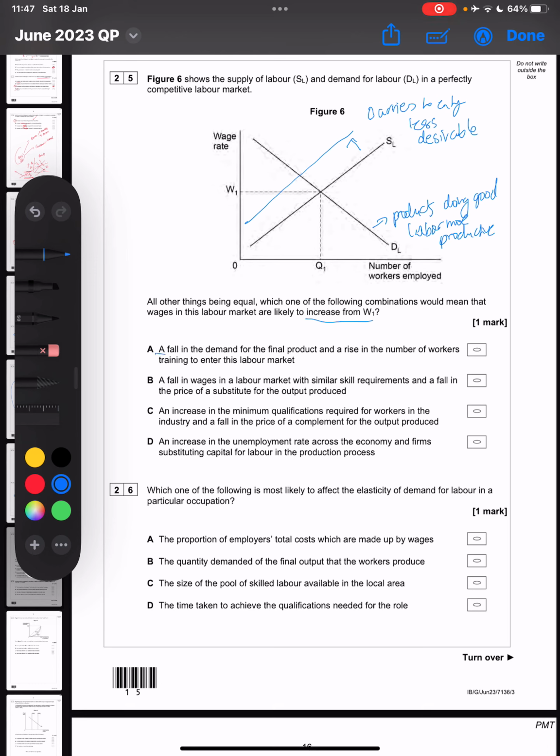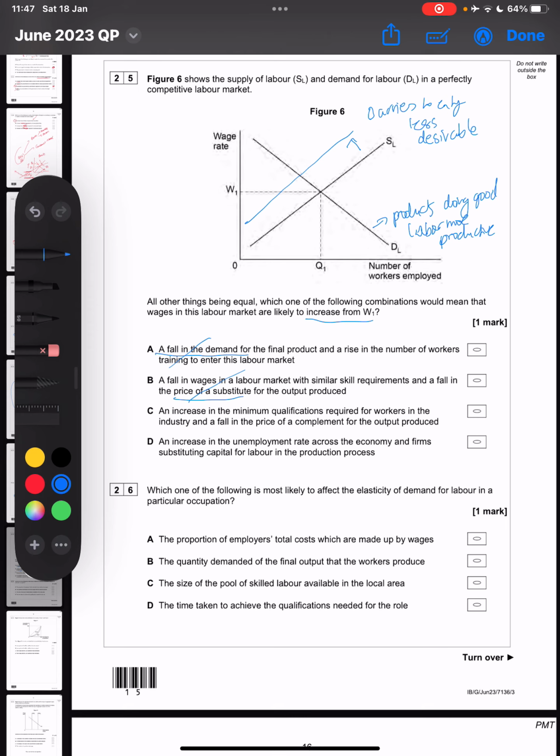We are not looking for a fall in demand. We are looking for a fall in wages with similar skill requirements and a fall in the price of the substitute. Okay, so people are going to buy the substitute, not the good, so they're not going to need as much labor in this market because it's going to the substitute good.